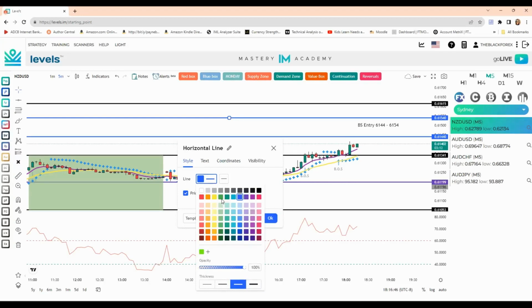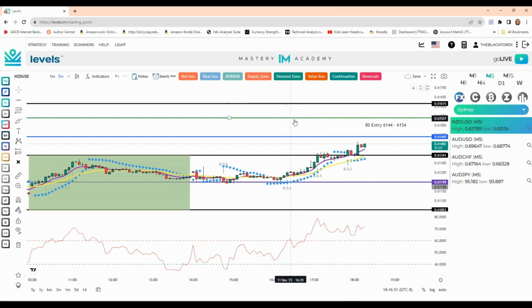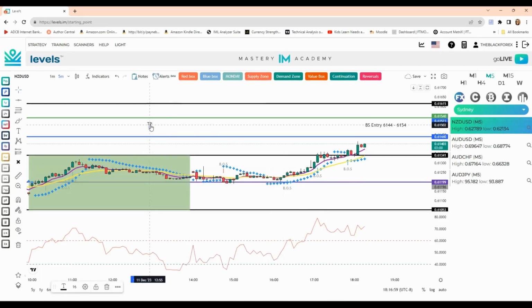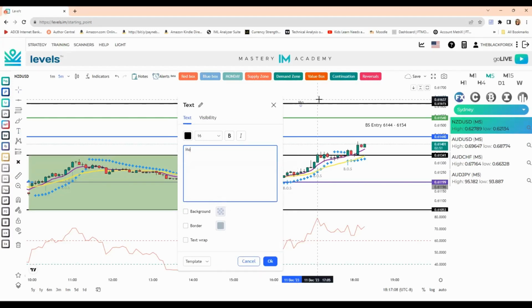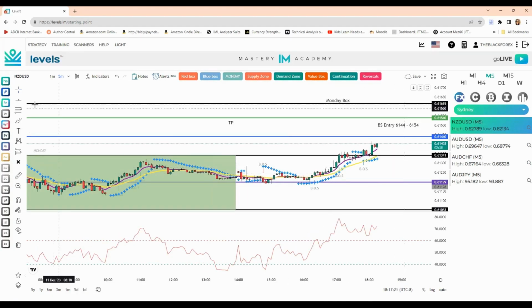Any questions? This is a study hall, so I want you to be able to ask your questions. Okay. So this green line is going to be our TP line. And then this black line at the top is going to be the distance of the Monday box. Right. So I'm saying I don't want to go any higher than this line. I hope that makes sense. I don't want to go any higher than the Monday box. Questions, talk to me.